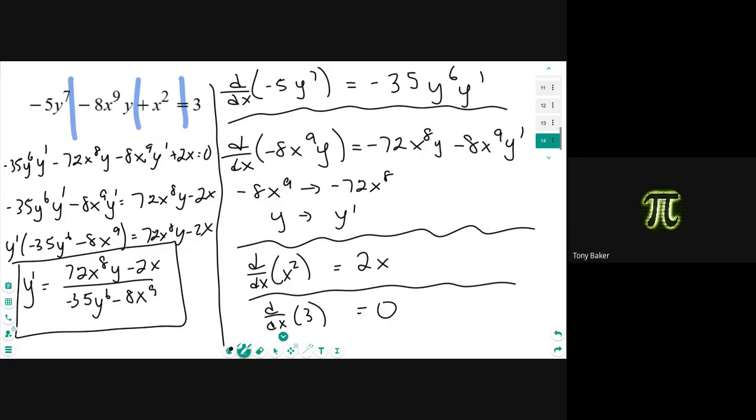Most of these do not come out nice. Most of these, the answer is kind of messy, especially if there's multiple y primes, because you're going to have that division stuff in there.